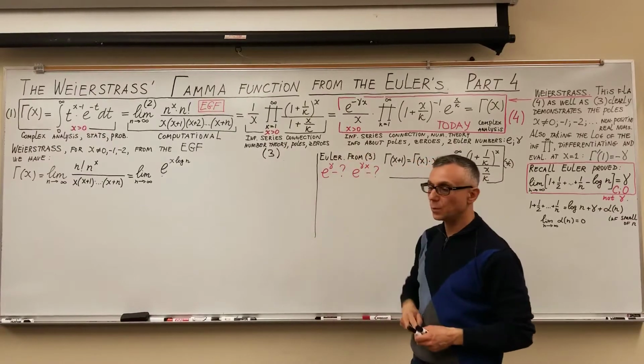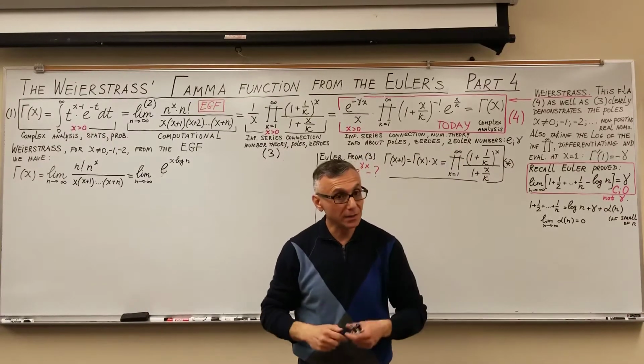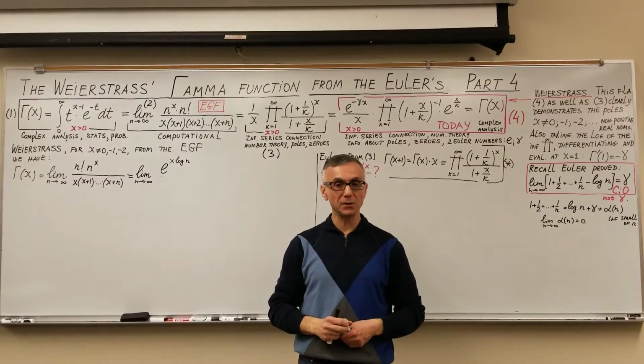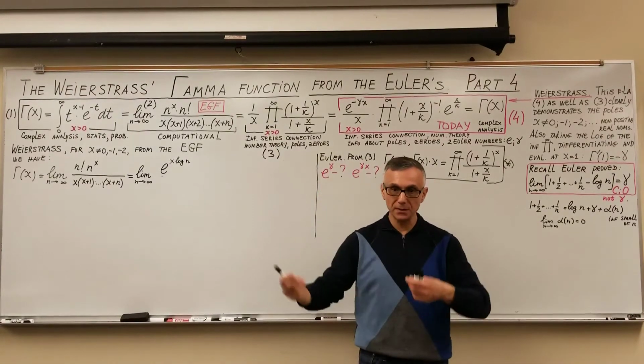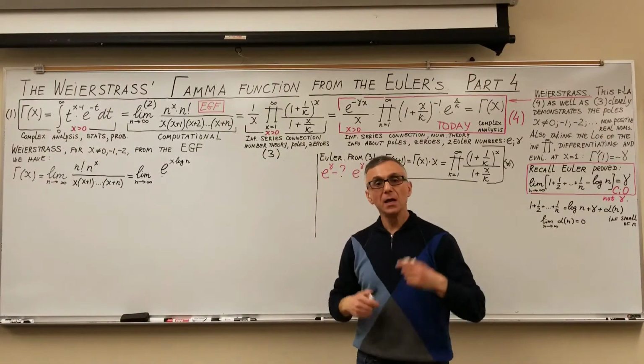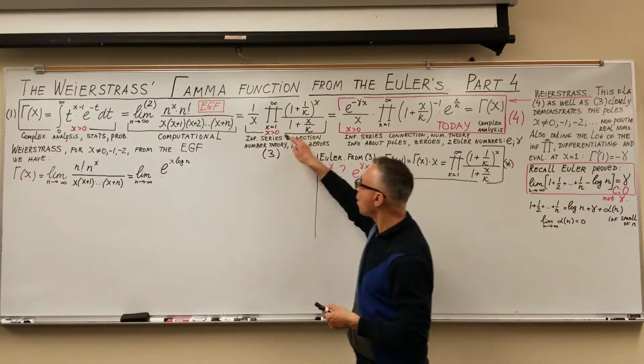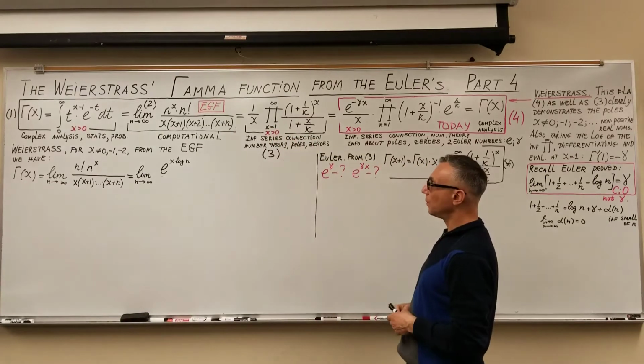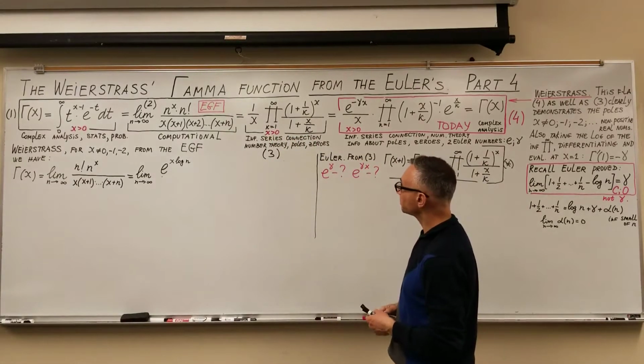The third formula we discussed is Euler's infinite product of the gamma function. It has a connection with the infinite series, with number theory. It gives us information about the poles and the zeros of the gamma function.